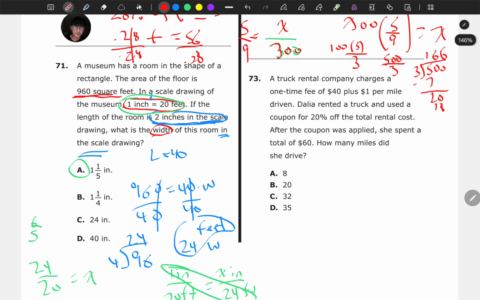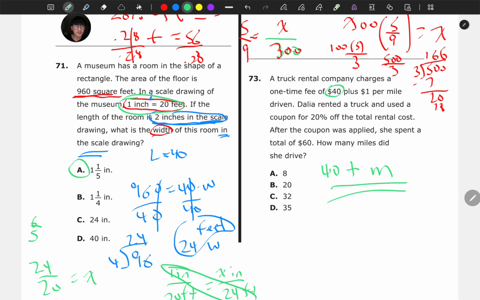Okay, so 73. A truck rental company charges a one-time fee of $40 plus $1 per mile driven. So it looks like it's going to be a constant 40 plus 1 times m, which is equivalent to just m. And I'm saying m is the number of miles driven. So that's going to be the fee to use the truck company.